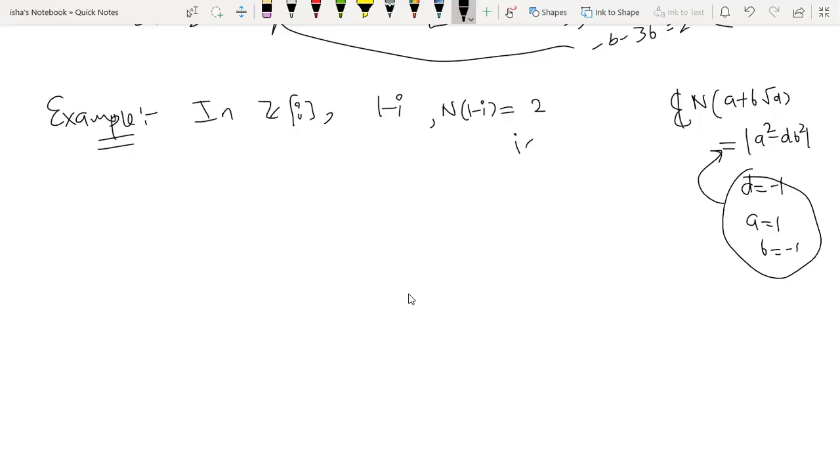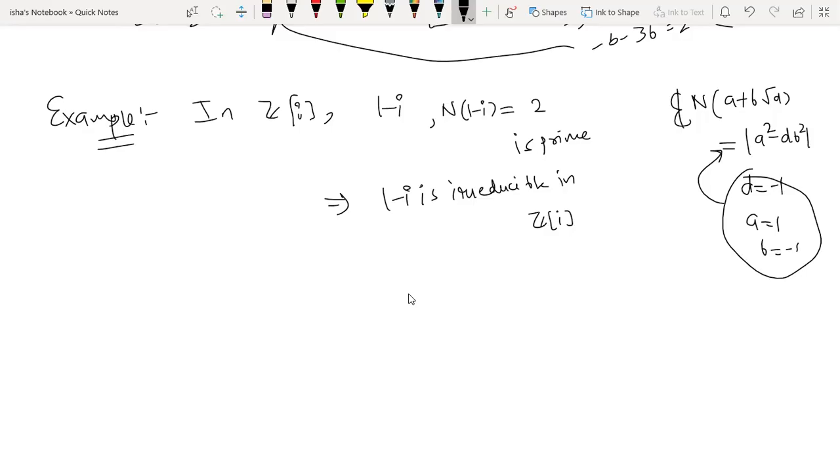Now the norm is 2, and 2 is a prime number, everybody knows. So the norm is turning out to be a prime number. It implies 1 minus iota is irreducible in Z iota. You can also do this with the definition of irreducible, the way we did in the previous example. But in this example we are using the norm property: you just compute the norm of it. If the norm is a prime number, directly you can write that the element is an irreducible element.